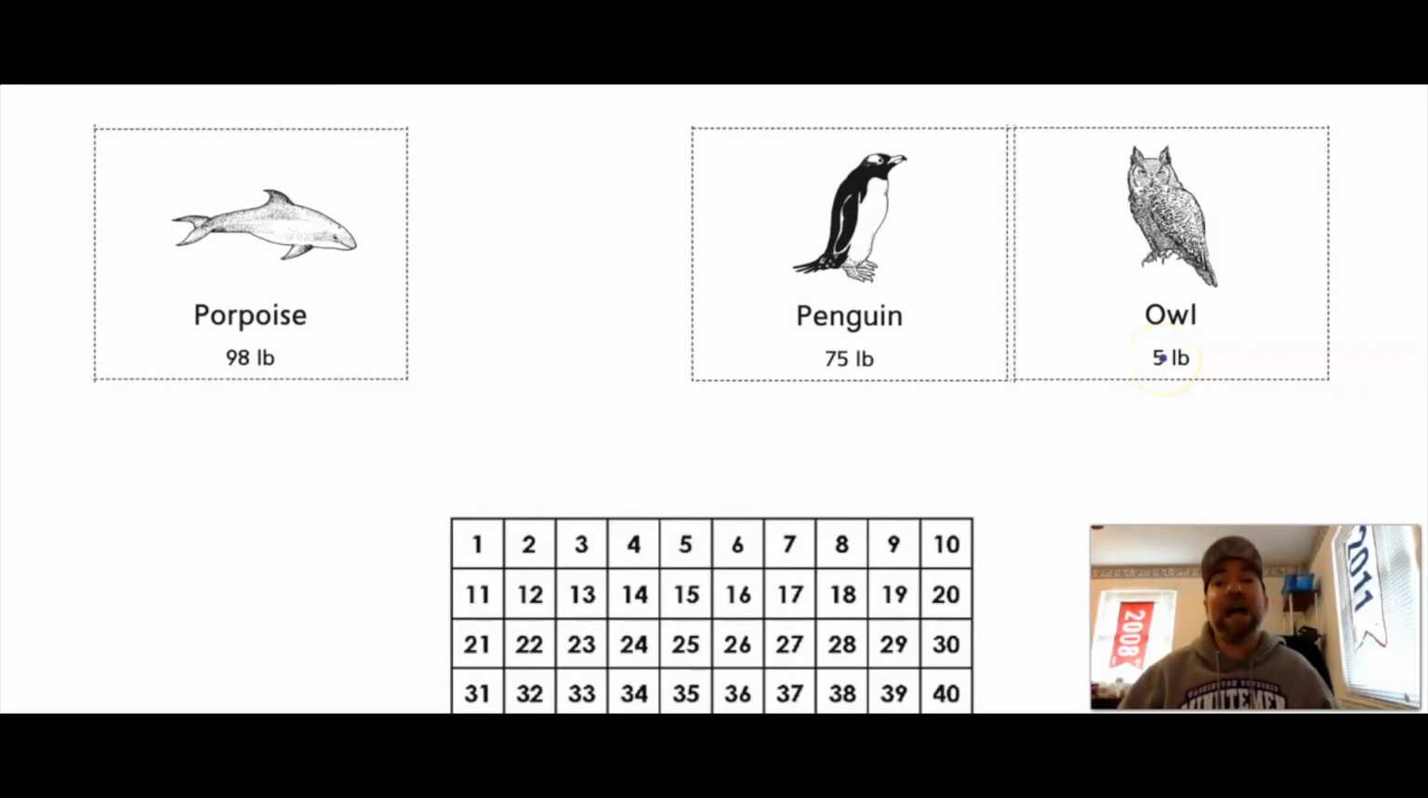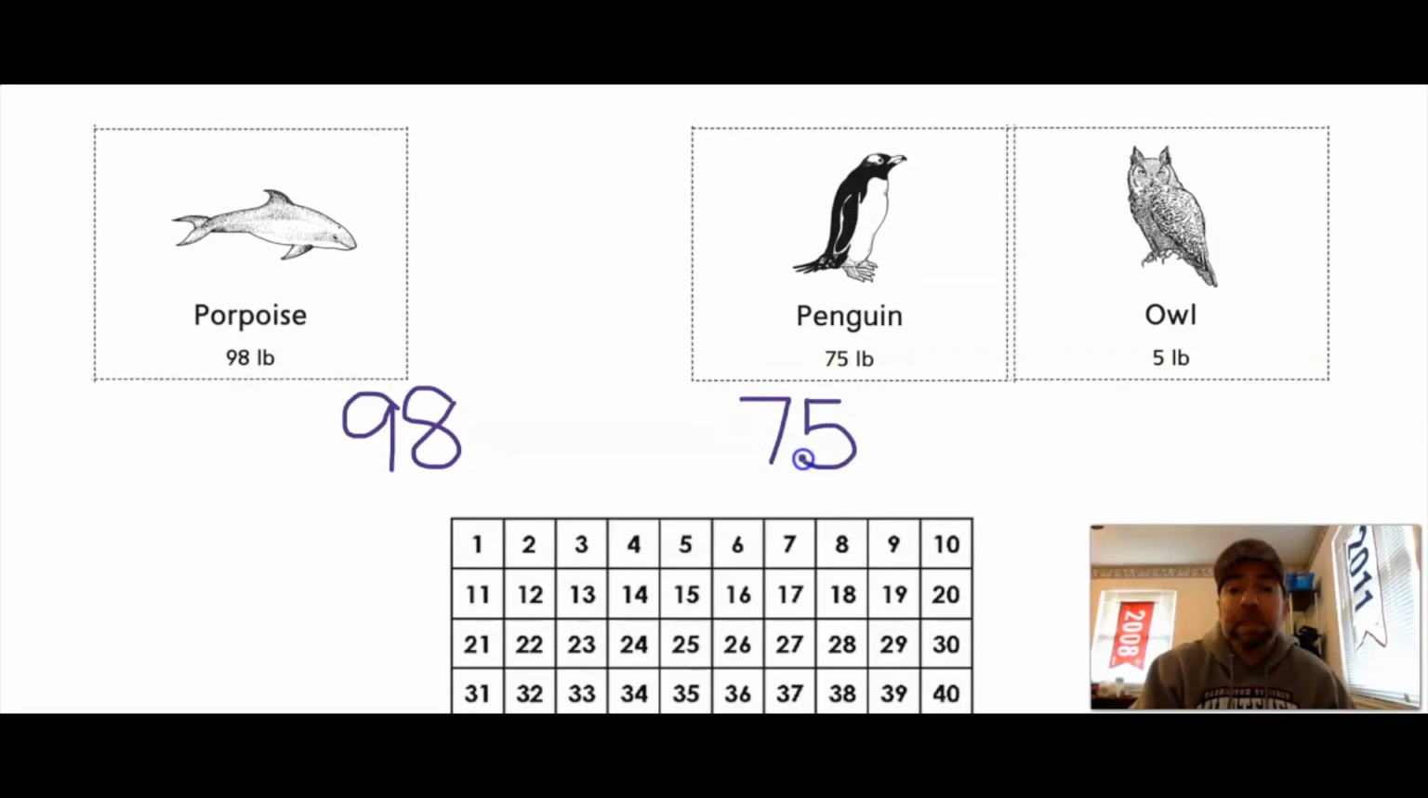So we want to find in all how much they're going to weigh together. So on one side, we have the number 98. I'm going to write that on my whiteboard or sheet protector. Then I'm going to leave a big space in the middle, because on the other side, I have 75 for my penguin, plus 5 for the owl.